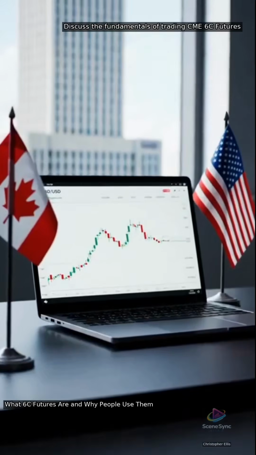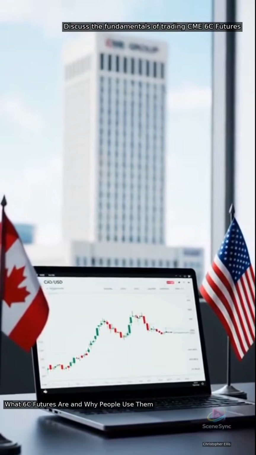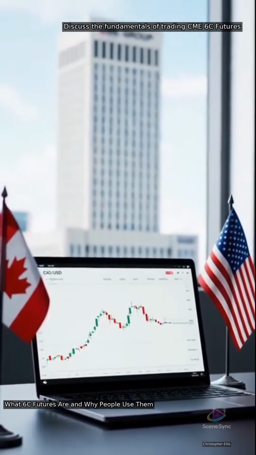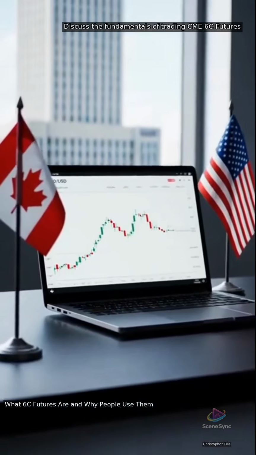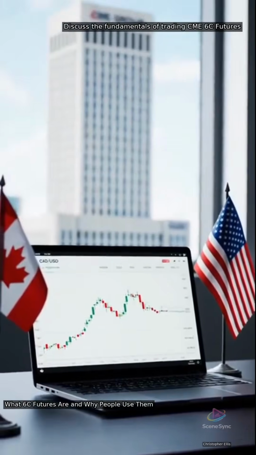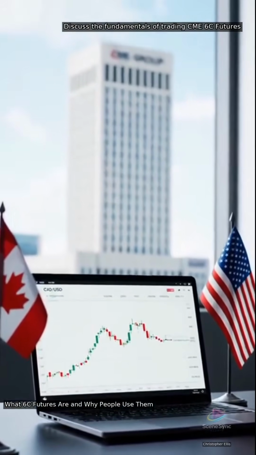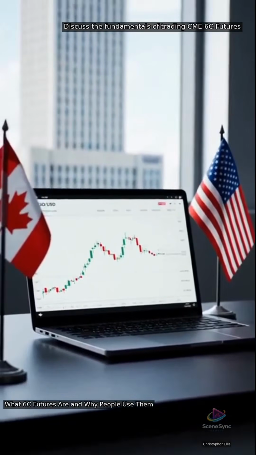Today we're learning what 6C futures are and why people use them. 6C is a standardized futures contract at the CME that tracks the Canadian dollar versus the US dollar, also called CAD versus USD. A futures contract is an agreement to lock in a price for a later date. People use it to hedge currency risk or express a view on exchange rates. We'll focus on mechanics and risk, not predictions.